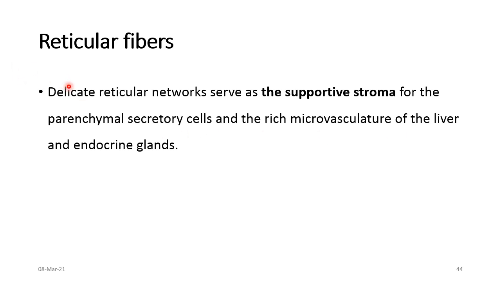Reticular fibers also make delicate reticular networks that serve as a supportive stroma. The support, a supportive stroma for what? For the parenchymal secretory cells and the rich microvasculature of the liver and endocrine glands. That means endocrine glands and the liver have parenchyma. The supportive stroma for this parenchyma is these reticular fibers, which make the delicate reticular network.